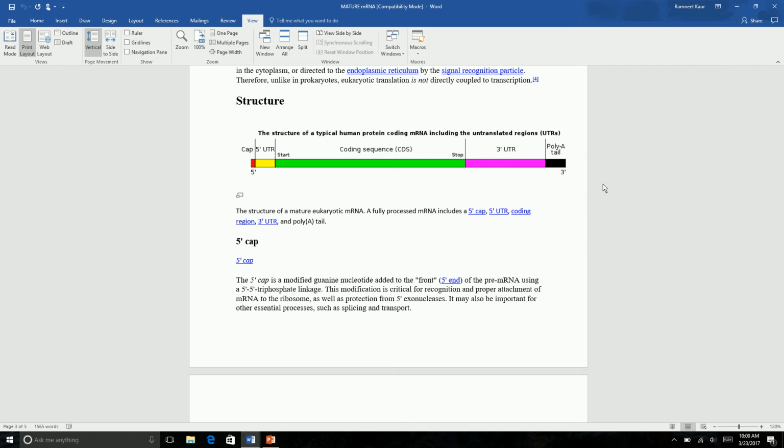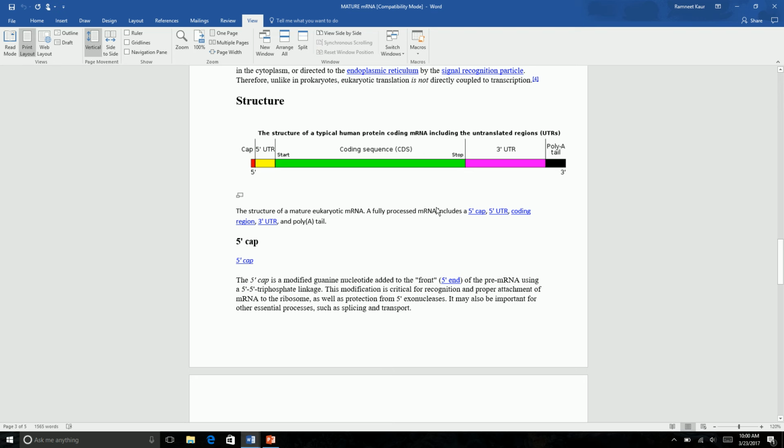So to prevent that, the ends of the mRNA are modified so that it becomes more stable, because mRNA is the one which will be carrying the message of DNA to the ribosomes, and this prevents its degradation. And another thing, if you see here, this region is called CDS. It is called coding sequence.